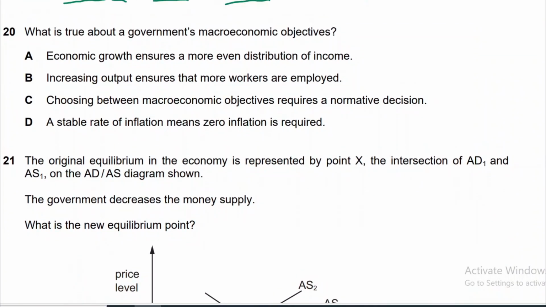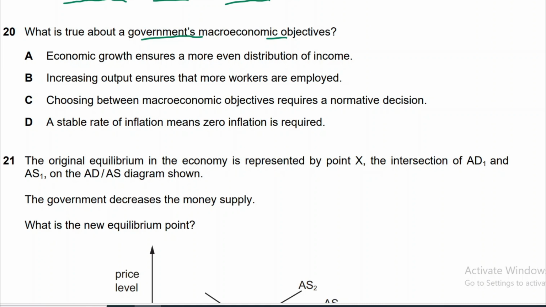So question number 20 is, what is true about a government's macroeconomic objectives, right? Government macroeconomic objectives include the objectives of controlling inflation, controlling unemployment, achieving economic growth, correcting balance of payment deficit, and improving exchange rate of currency and standard of living of the country as well. So these are multiple objectives of the government macroeconomic policy. So what is true about the macroeconomic objectives?